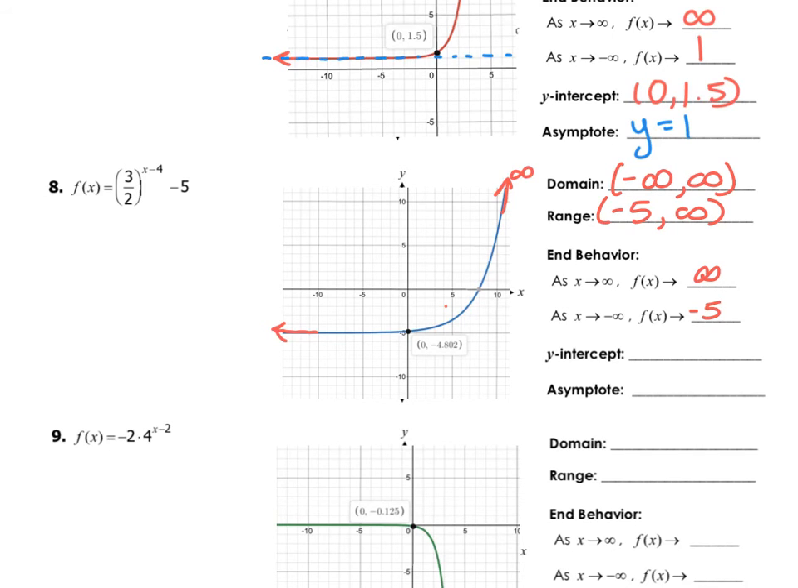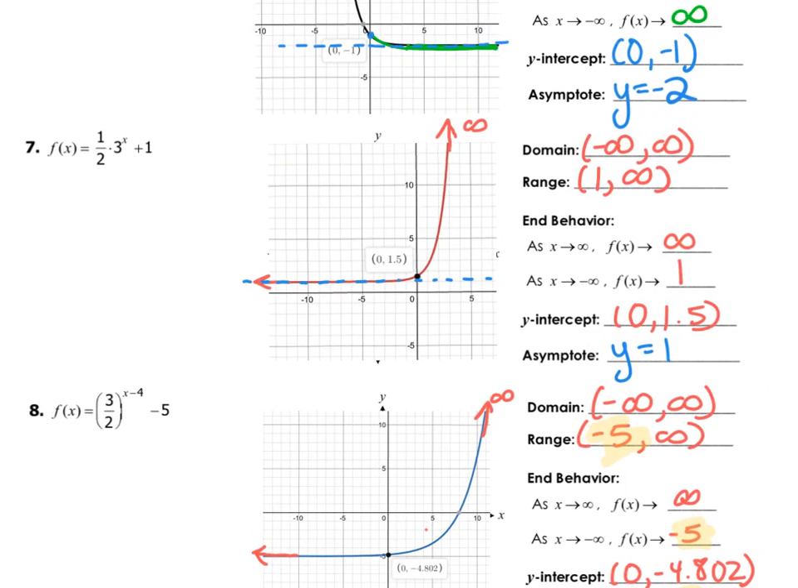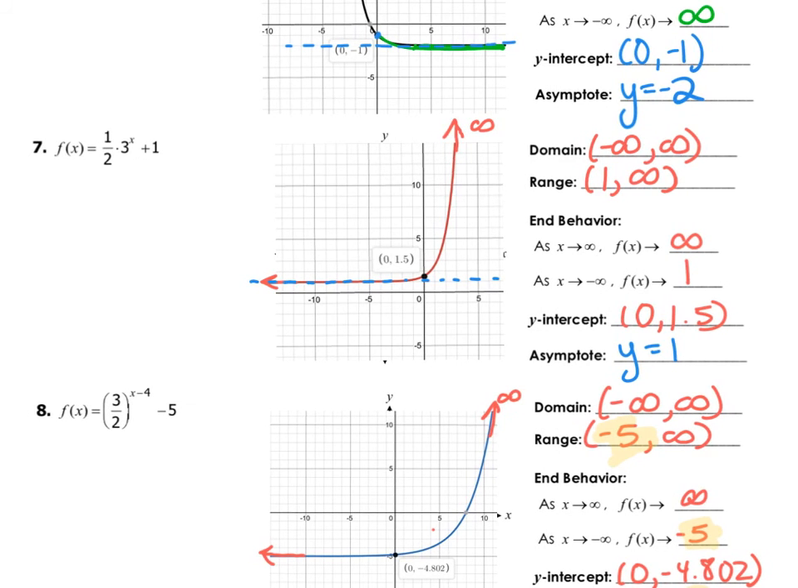The y-intercept is marked for us here as 0, -4.802. And the asymptote is y equals -5. And I hope you're noticing a connection here between the asymptote, the end behavior, and the range, because that is an important connection. The asymptote, the end behavior, and the range. Notice how they're all the same number.